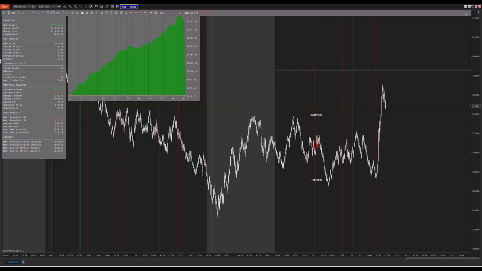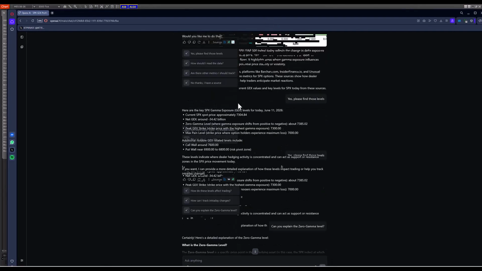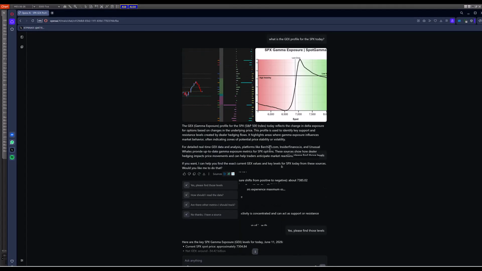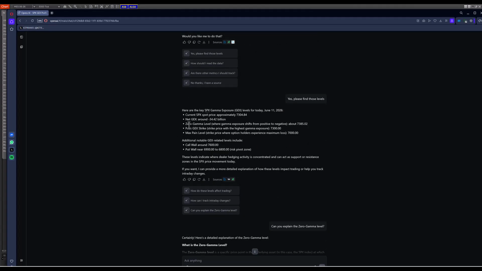So as we came into today, now you can get this from a number of different sources. I just happen to have Opera open here. So you can start with what's the GEX profile for the SPX today, and they're going to show it to you in graphics here. Again, if you don't understand it, your AI will explain it to you. Well, what we're really after here is the zero gamma level, where we flip from positive to negative.